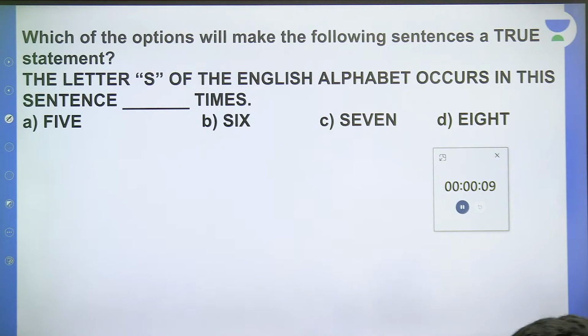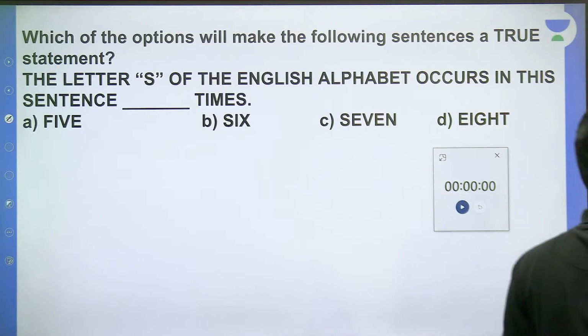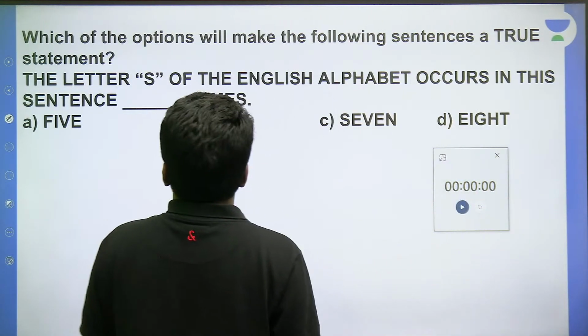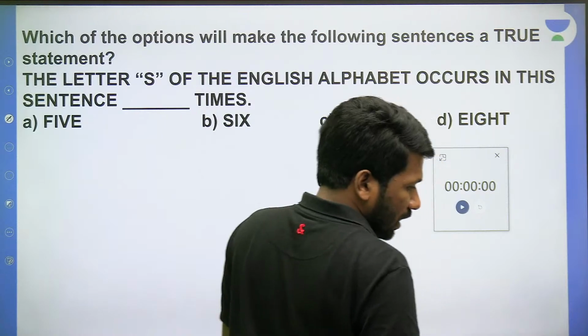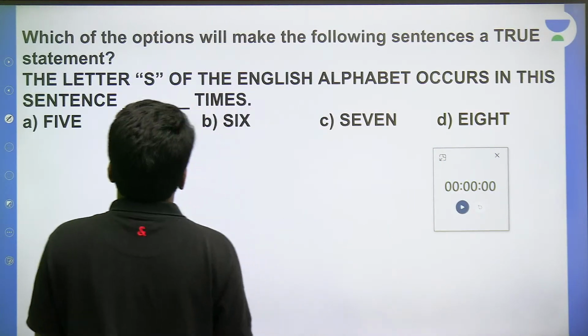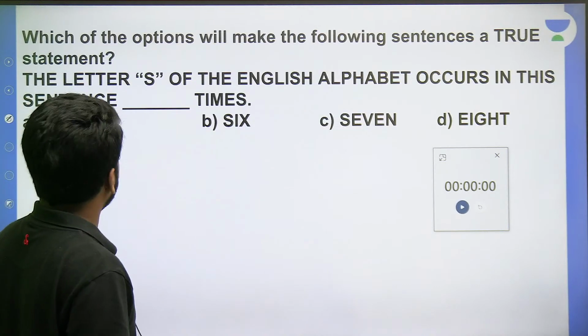Some of you already got an answer. The letter S of the English alphabet occurs in the sentence dash times. Letter S of the English alphabet.